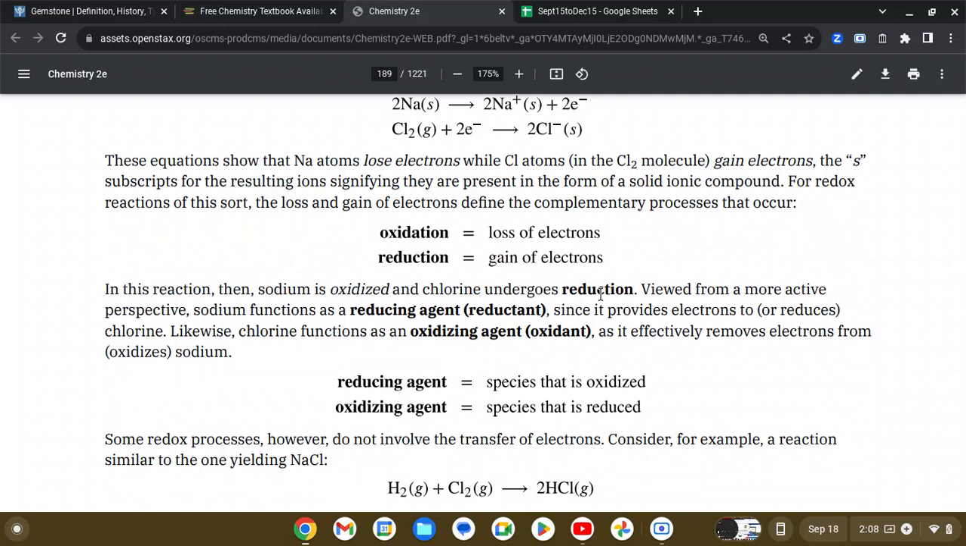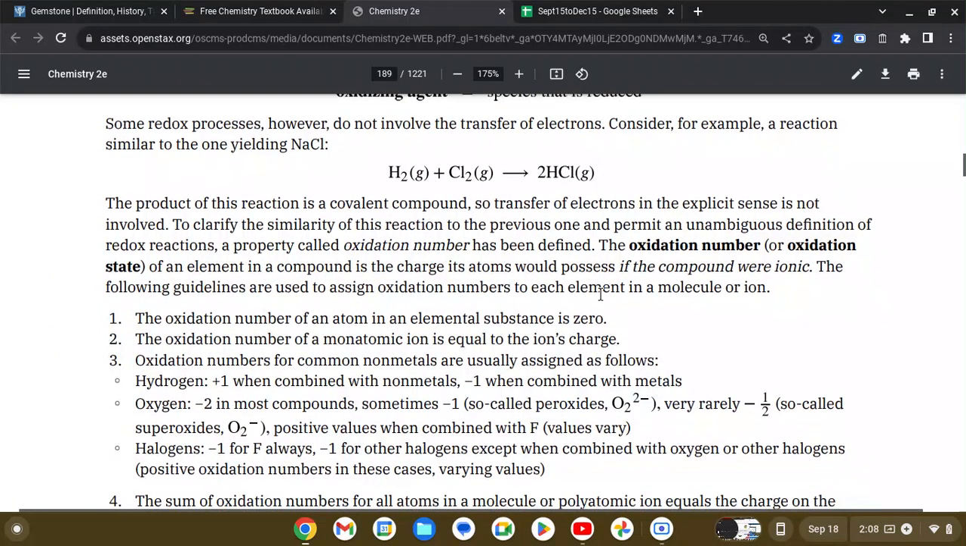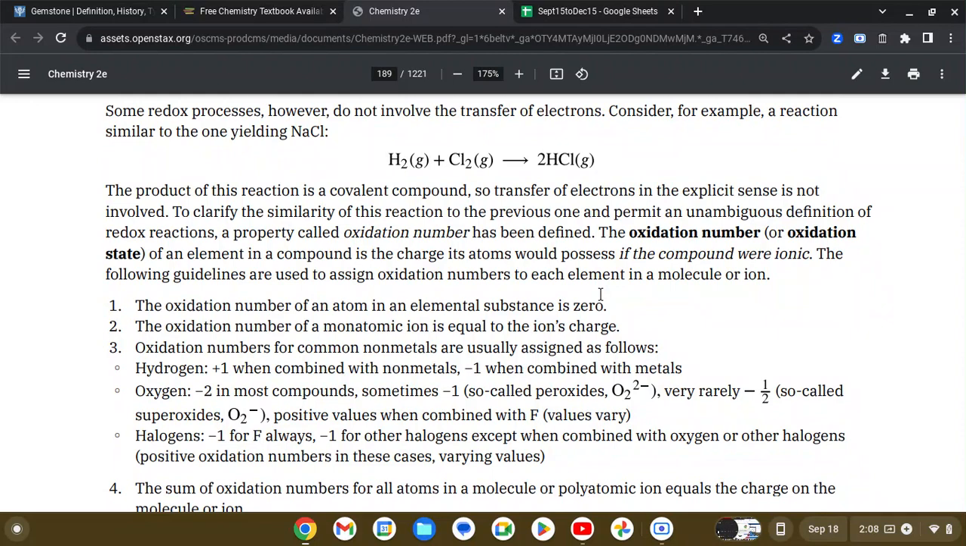Viewed from a more active perspective, sodium functions as a reducing agent since it provides electrons to chlorine. Likewise, chlorine functions as an oxidizing agent as it effectively removes electrons from sodium. So the reducing agent is a species that is oxidized, and the oxidizing agent is a species that is reduced. Some redox processes, however, do not involve the transfer of electrons. Consider, for example, a reaction similar to the one yielding NaCl.